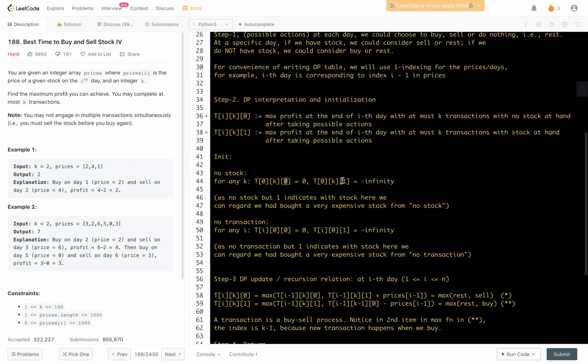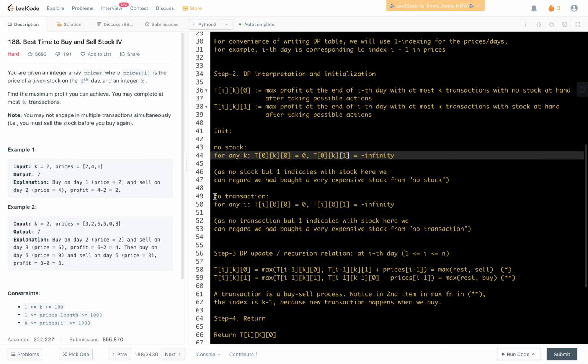Because we have no stock, but we end at no stock, so this is 0. And T[0][K][1] equals negative infinity means that we do not have stock, but we result in having stock at hand. So here we set it to be negative infinity. This second index can be understood like this: there is no stock, but 1 indicates we have stock. So here we can regard it as having bought a very expensive stock from nothing. Here nothing means no stock. So this is the initialization for the no stock situation.